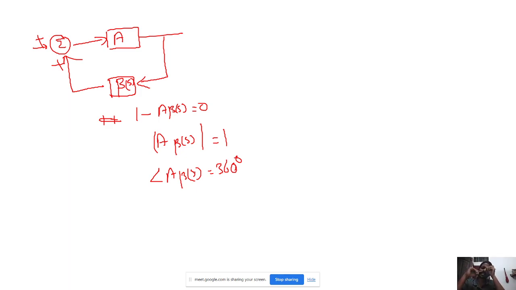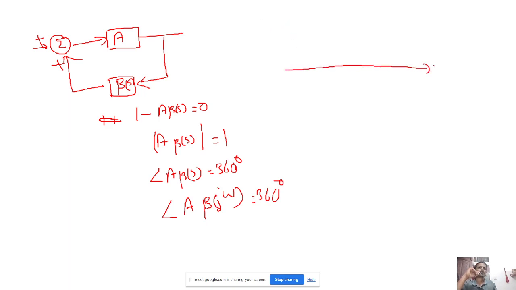How must the angle vary so that we get stable oscillation? Actually, I didn't go through that class, so can you elaborate that? For example, I will just mention beta of j omega. Okay, sure.